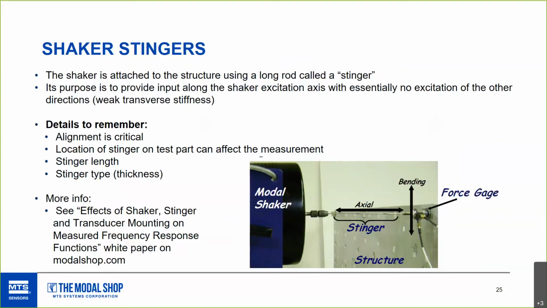Even where you're mounting the stinger on your part can be a very critical consideration. We certainly want to try not to mount at one of the nodes, but at the same time, if you have a mode that has significant motion, that can cause a stinger to bend as it's moving with the shaker, and that can create some measurement variations. So there are a few things to think about as you're connecting that stinger: how and where to your structure, what type of stinger, and what length you're using.